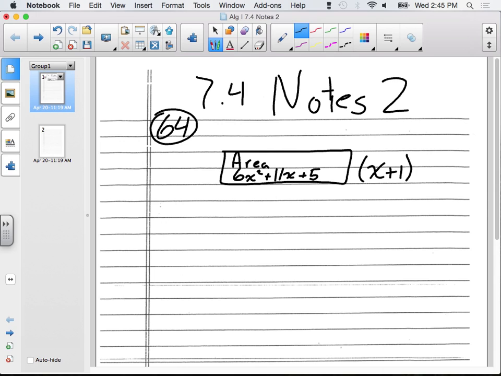So we find the area of a rectangle by length times width, right? So we have to find out what we need to multiply our width of x plus 1 by to get that area, right? But instead of just dividing 6x squared plus 11x plus 5 by x plus 1, we can simply factor the area that we're given, and that will give us the dimensions that this rectangle has.